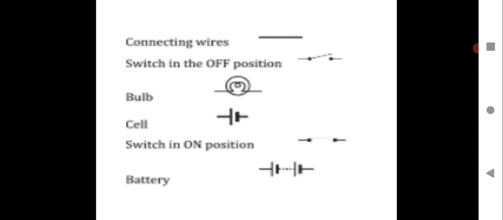And switch in on position, here the key is closed and the circuit is live, that means the current is flowing. And a battery is made up of more than one cell connected, positive connected to negative, negative connected to positive. So the opposite terminals connect to each other and it makes a battery. It is more than one cell. So all these components which you have already drawn, you please write as the answer. Again you have to draw this.